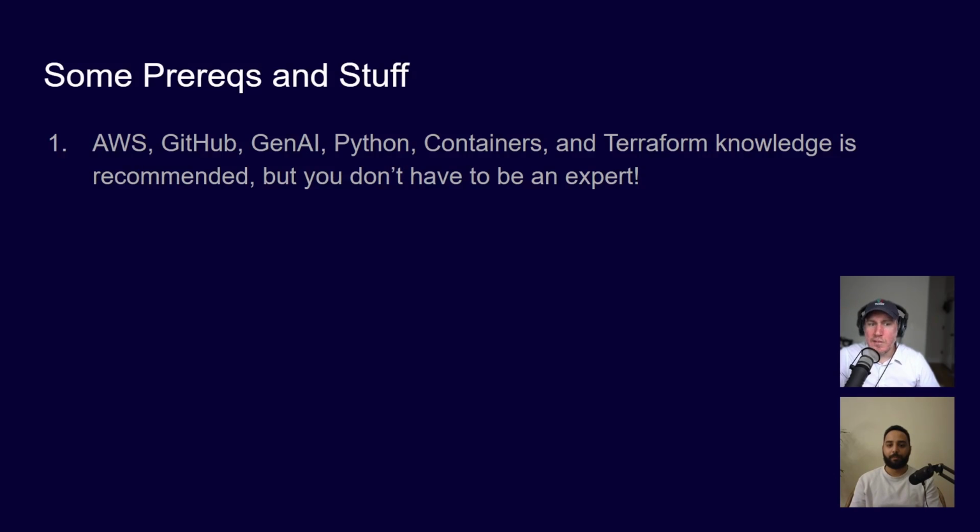But of course, this is a Gen AI bootcamp, so you can use generative AI to help you with that Python if you need. And then finally, containers. We are going to be deploying containers. If you know Docker, that's going to be great. Kubernetes is even better. But if you decide to use Elastic Container Service instead of Elastic Kubernetes Service on AWS, perfectly fine. Either one is acceptable.